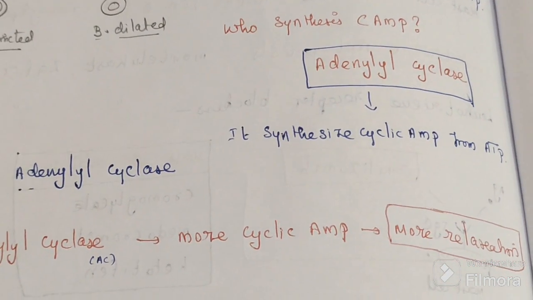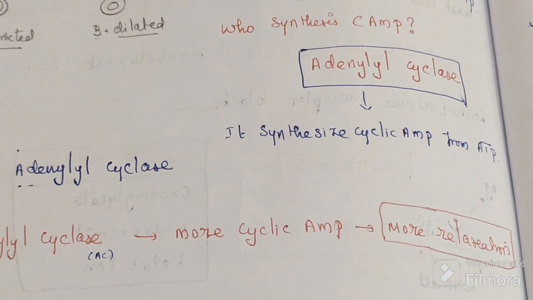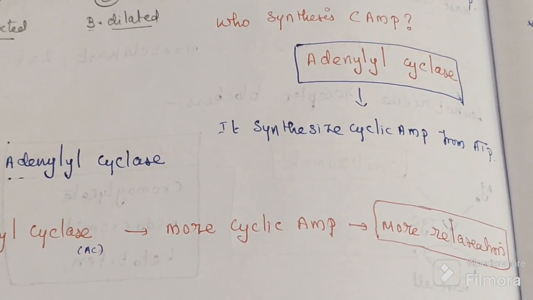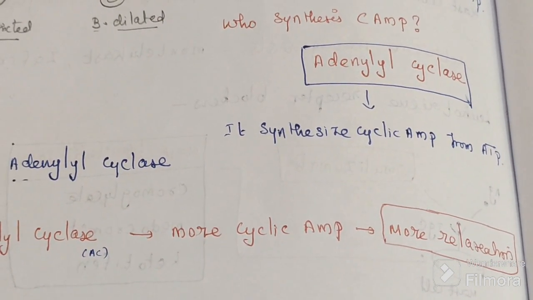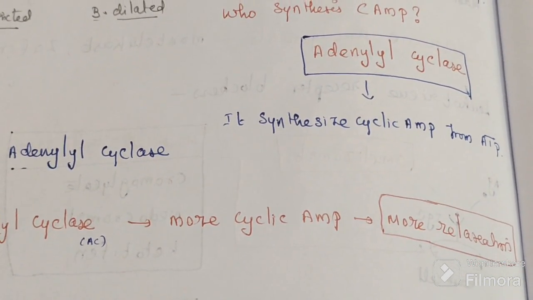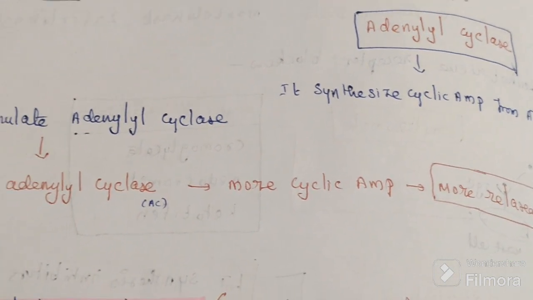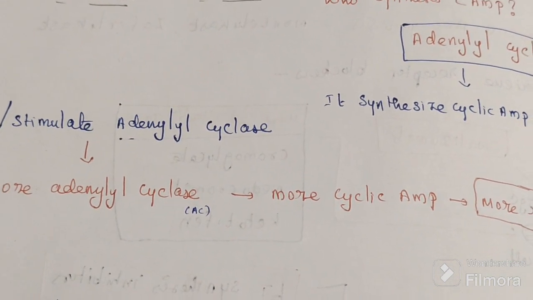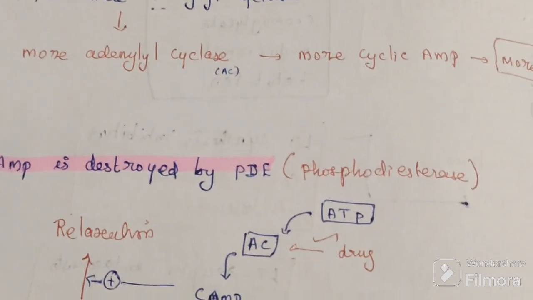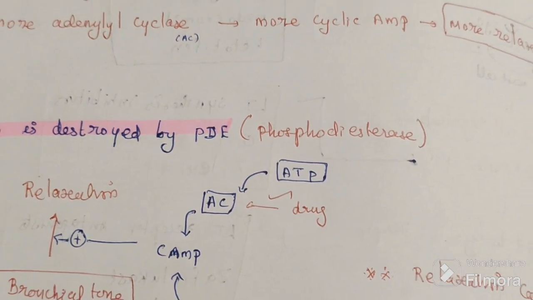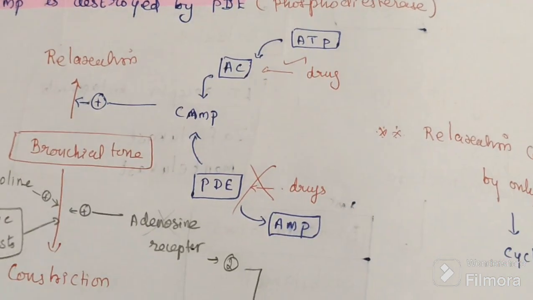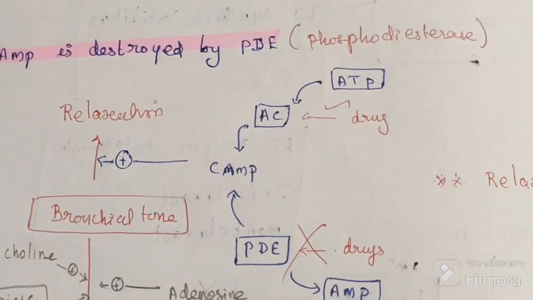So for relaxation we want to increase or stimulate adenyl cyclase. More adenyl cyclase, more cyclic AMP, more relaxation. And cyclic AMP is destroyed by PDE, phosphodiesterase. It is degraded by phosphodiesterase.